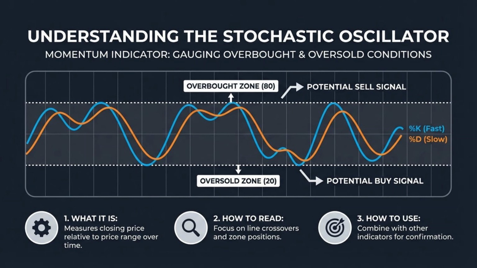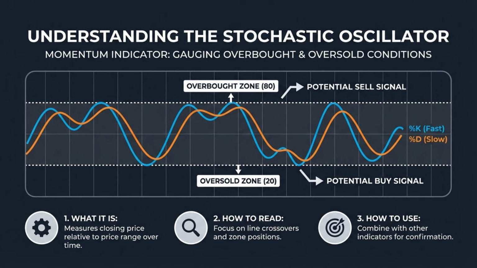The stochastic oscillator is a momentum indicator used in technical analysis to determine whether a market is overbought or oversold. It works by comparing the current closing price to the price range over a specified period. The indicator consists of two lines, the fast line called %K and the slower signal line called %D.